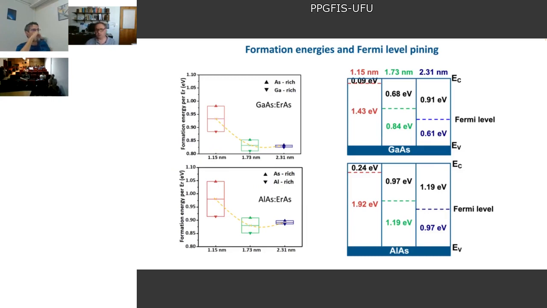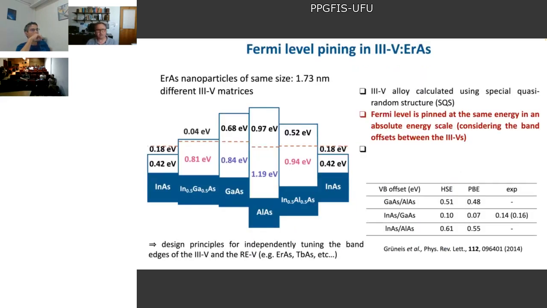In the case of gallium arsenide, also perhaps close to the middle of the gap in the case of aluminum arsenide. And we found that changing the matrix and keeping the particle the same, you end up with the Fermi level at more or less the same energy if you take the band alignment of the different 3-5 materials into account. So it's more or less pinned on an absolute energy scale, you can say that, right?